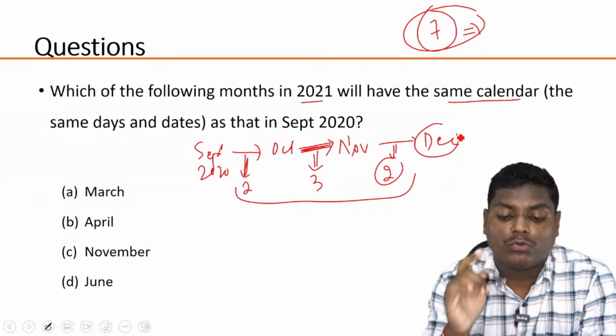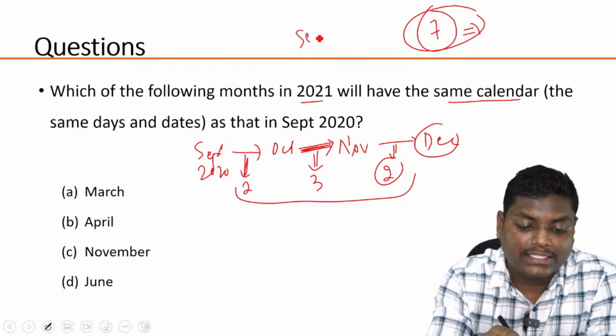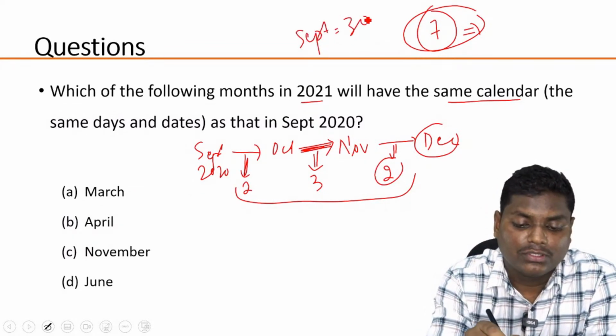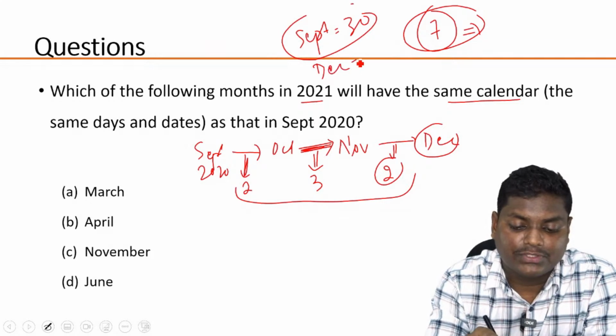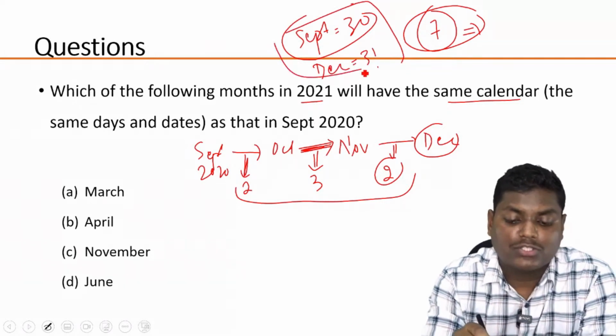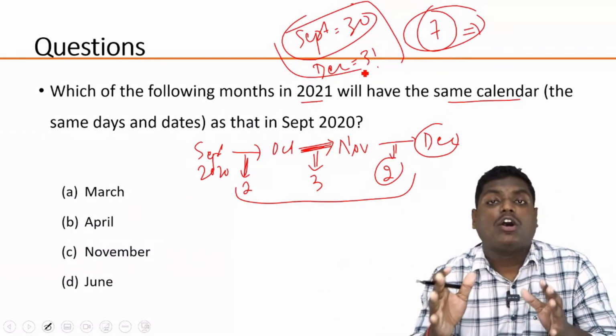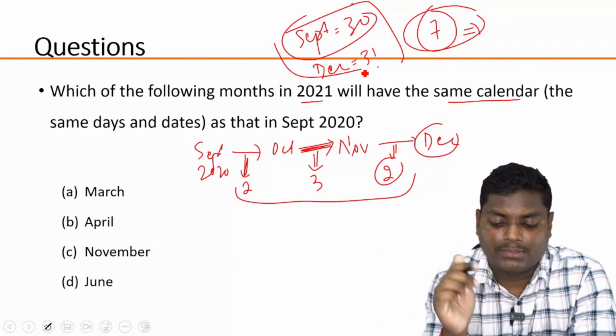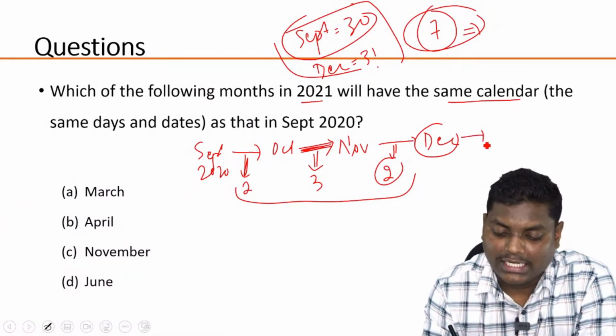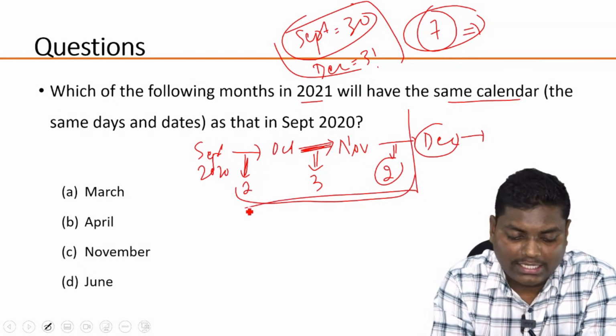But the important thing to note here: this September is a 30 days month, but this December is 31. So this won't match. All the days of this calendar won't correlate with the September. So this is not the answer. So again, you can end it from here.